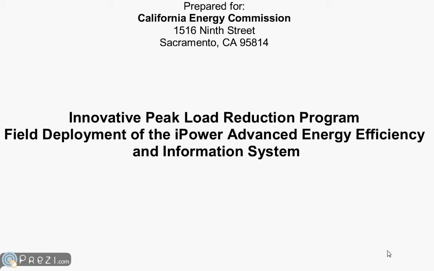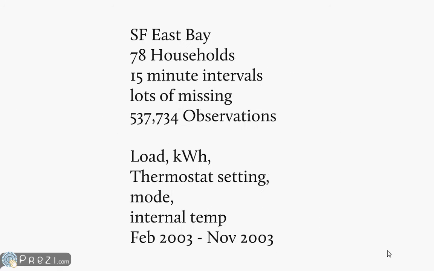Now, we do have some observations of thermostat data. There was this little study that was done in the San Francisco East Bay, and essentially it was trying to get the equipment to work. So there are some flaws in the data collection. But what we ended up with was about 78 houses in the San Francisco East Bay.